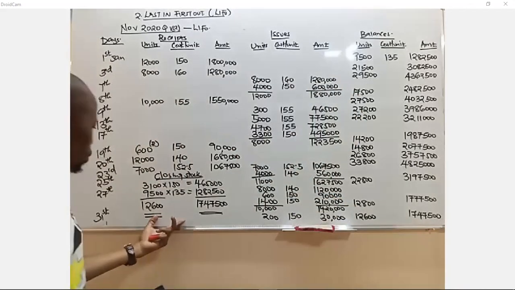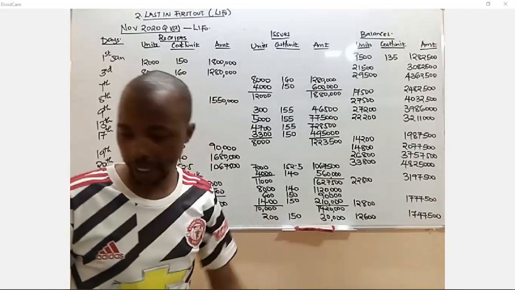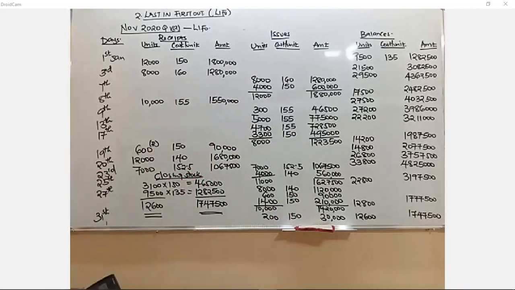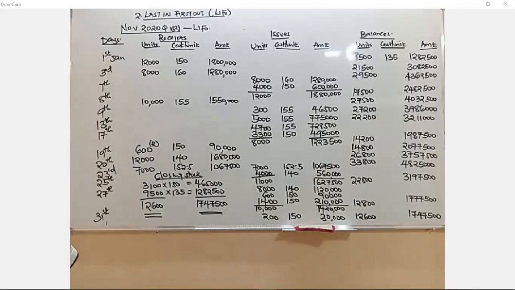So the closing balances should be tallying with your balances at the end of the day, at the end of the month. That is how the closing stock is normally done. Any question? Any question?